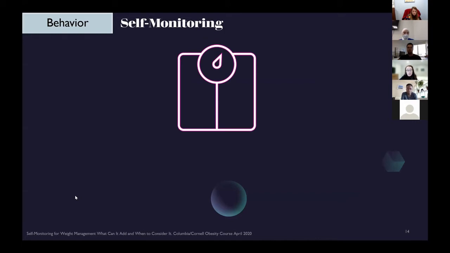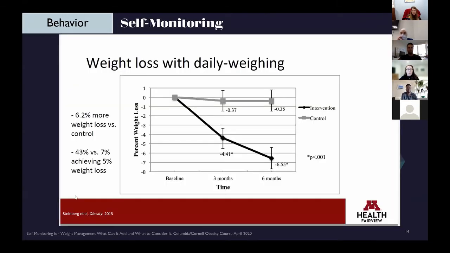Okay, so notice only 5% of people, I don't know how many people did this daily weight. So that's what this is. So this is another cheap behavior, self-monitoring. It has been shown again and again to be effective.